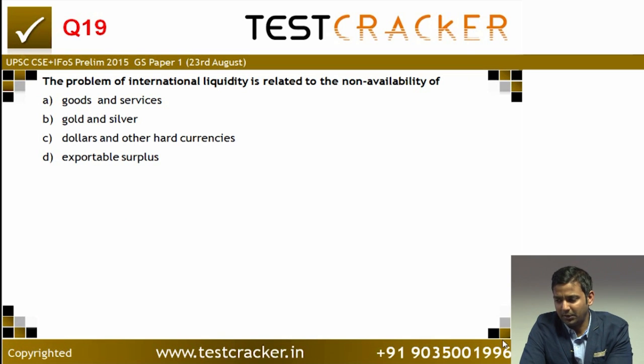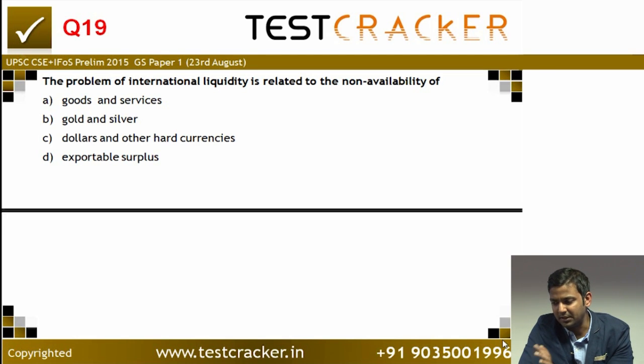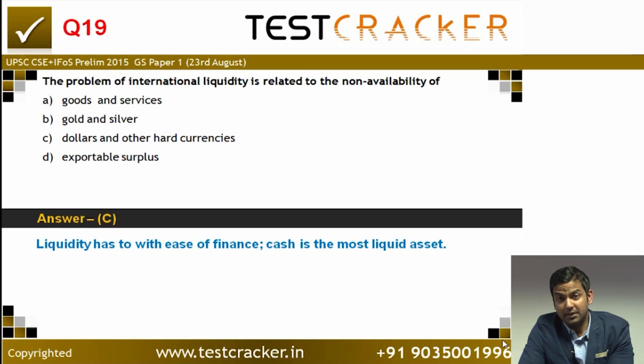So international liquidity has to do with dollars and other hard currencies. It has to do with currencies. Right? That is, currency is the most liquid form of asset. So there is a problem with international liquidity. It has to do with dollars or other international currencies. Answer is C.